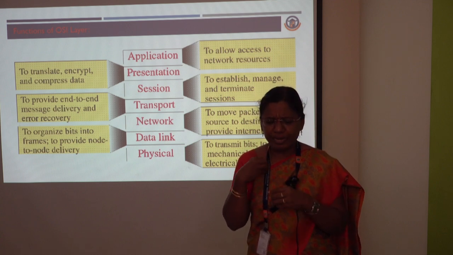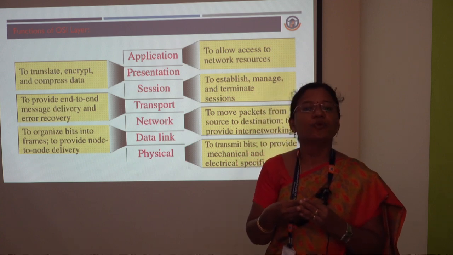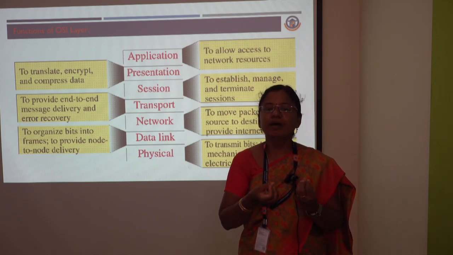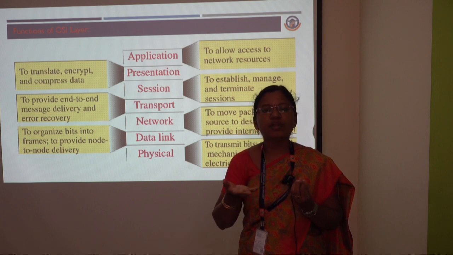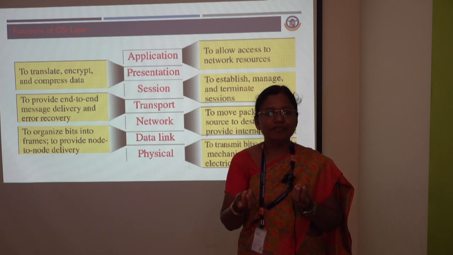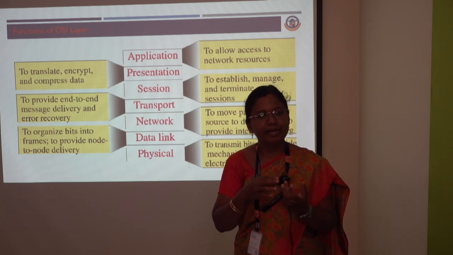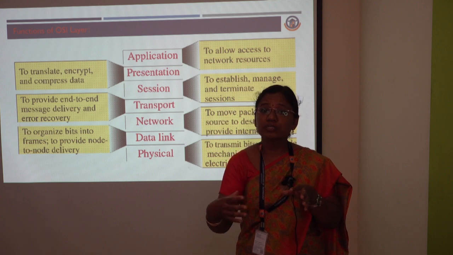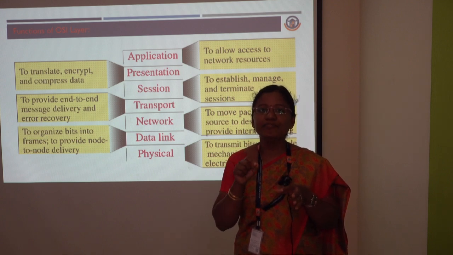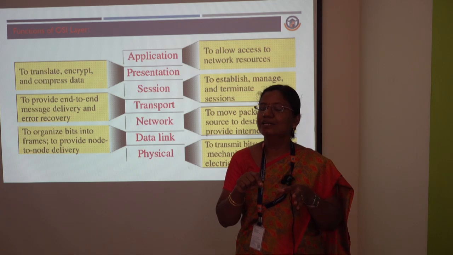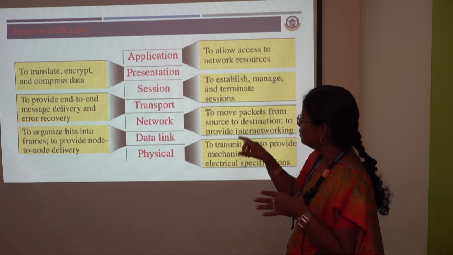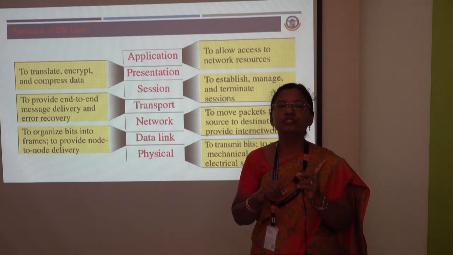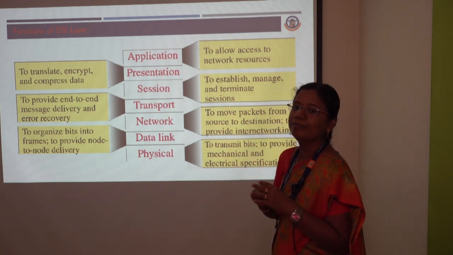What is the meaning of end-to-end delivery? It means process-to-process delivery. For example, in our system a number of processes are running. We can access Gmail, Rediff Mail, Google.com or Facebook or anything, so a number of processes are running in our system. To identify the process, a port number is needed. For that purpose, we use the transport layer. The purpose of the transport layer is process-to-process delivery or end-to-end message delivery.